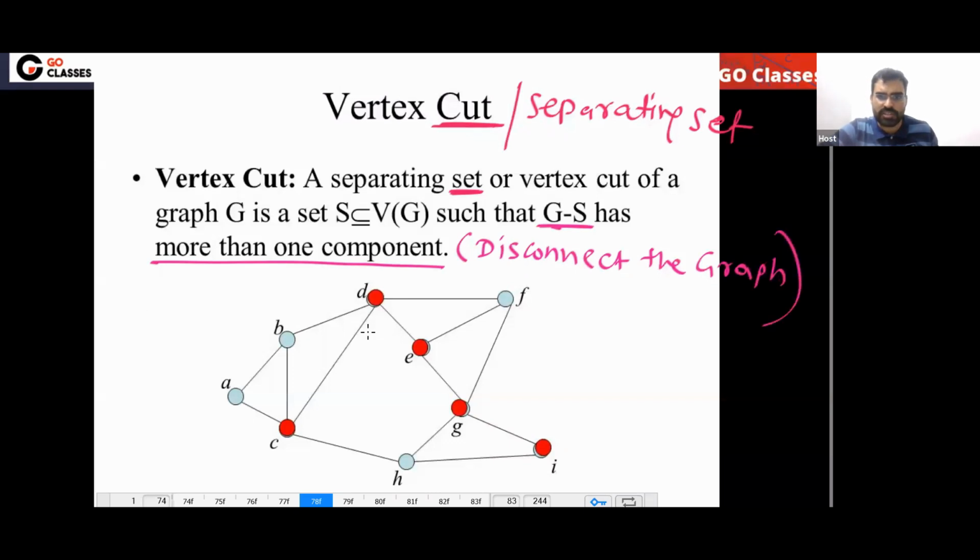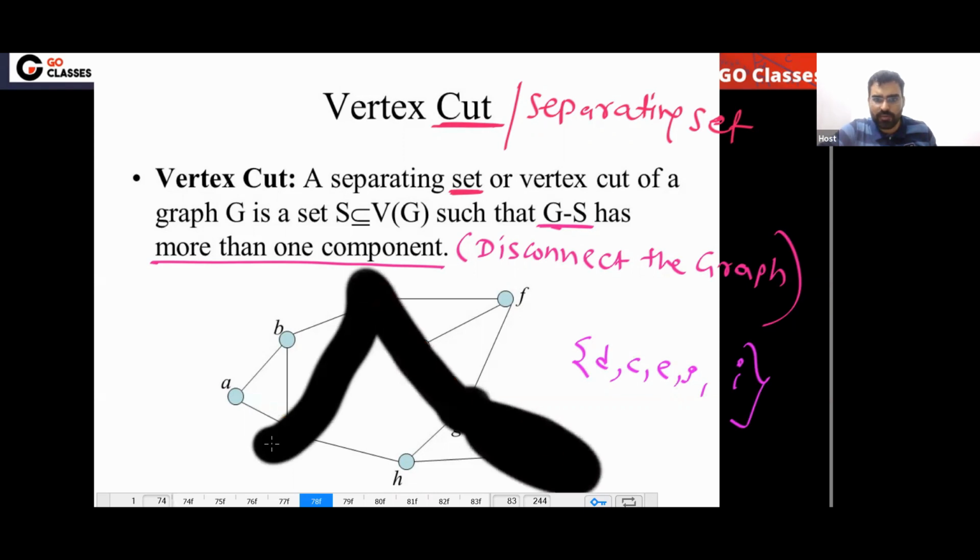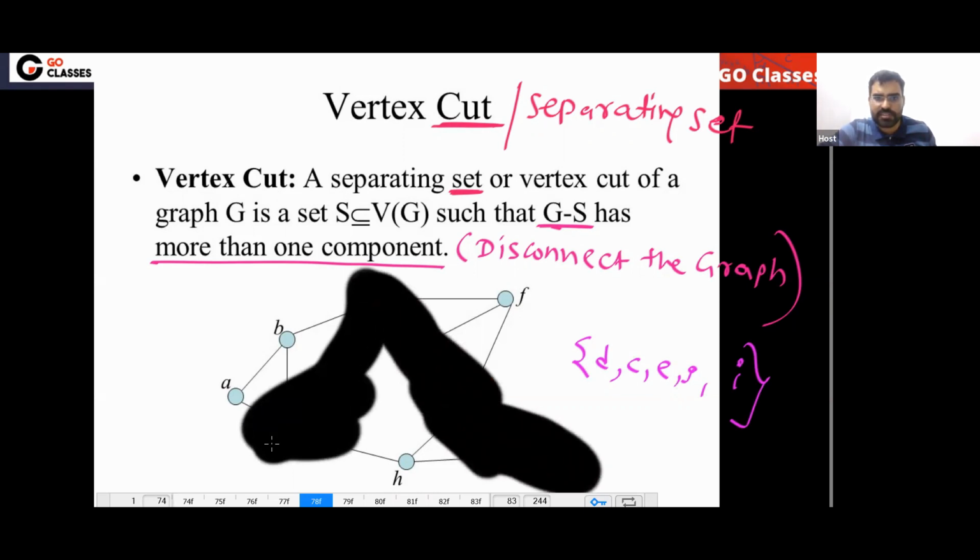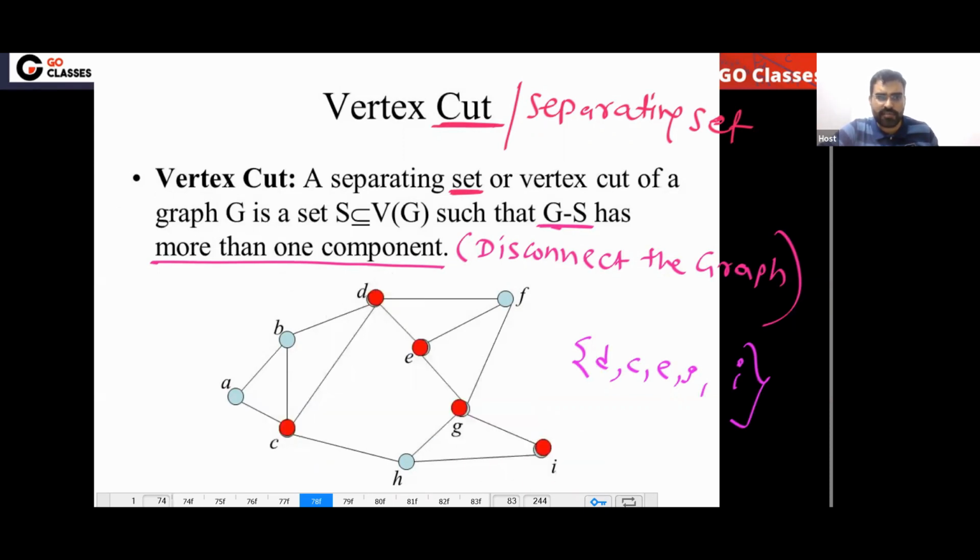For example, in this graph, you can notice these red vertices, D, C, E, G, I. If I remove these vertices, now you can notice that we got a disconnected graph. So tell me, what is the smallest vertex cut? Please give me the smallest vertex cut.